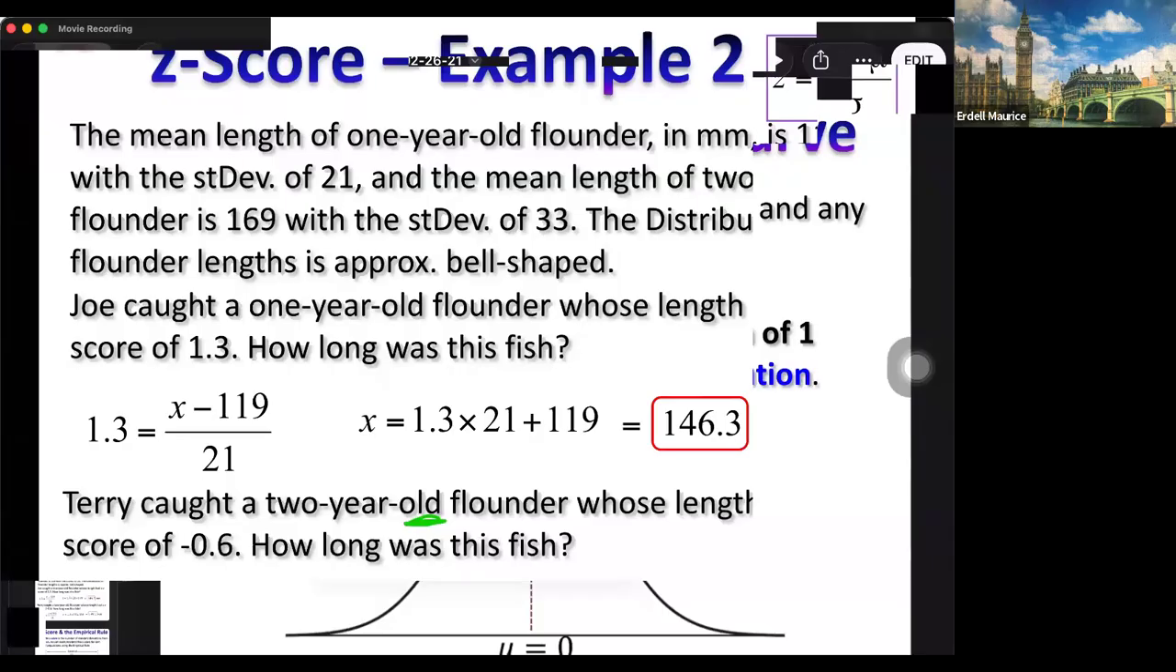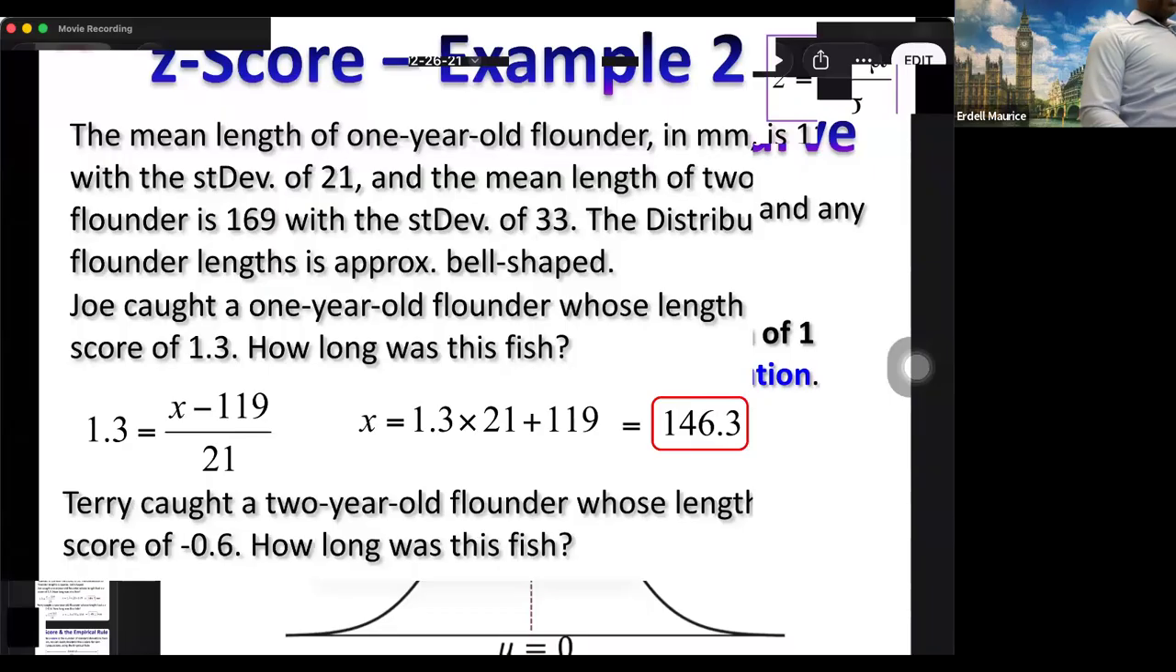So let's go ahead and put this answer up first. Let's see if we all got the same answer. So again, we're using this formula right here. It is the standard deviation multiplied by the z value, and then we're adding the mean. Of course, they're not going to use the old numbers of 119 and 21. Instead, they're going to give us 169 and 33 because it's a 2-year-old flounder. And then plug it in and get an answer of 149.2 millimeters. Is that what we got from SALT?